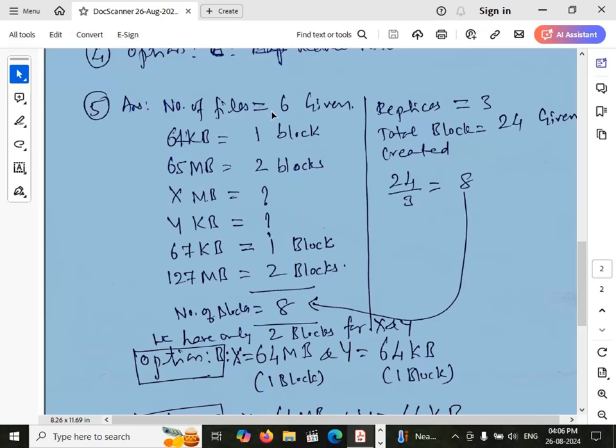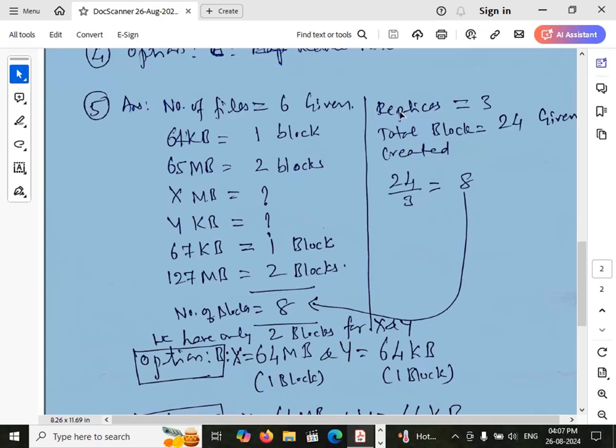The number of files is equal to 6, they have given. Now the first file size is 64 KB, which requires 1 block. Second file size is 65 MB, which requires 2 blocks, because one block is 64 MB. Now X MB we have to find out, Y KB we have to find out, and 67 KB which is less than 64 MB, therefore that requires one block. 127 MB, this requires 2 blocks. Now 1 plus 2 is 3, and this again 1 plus 2 is 3. Total blocks is now 6, and we have to find out what is this 2.